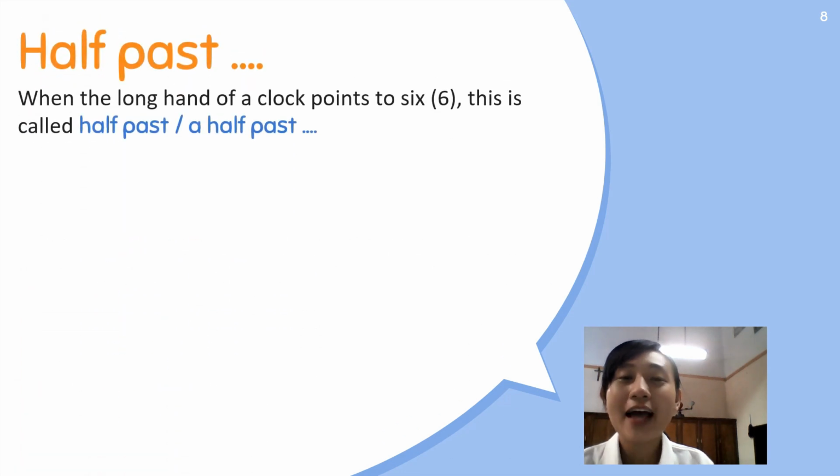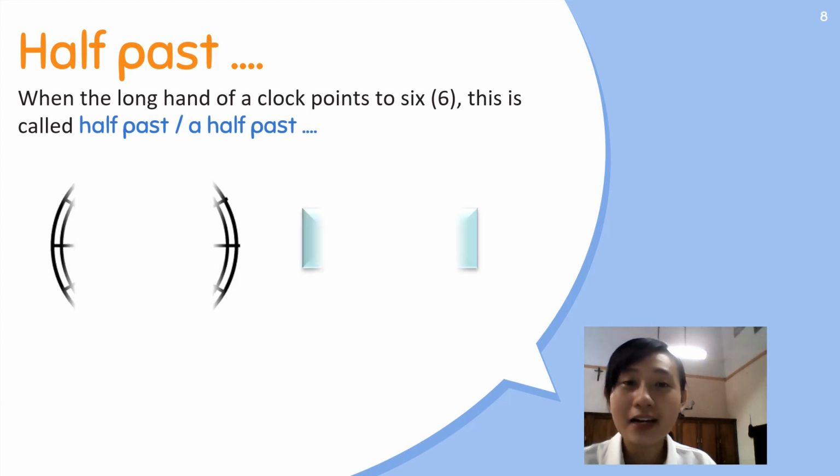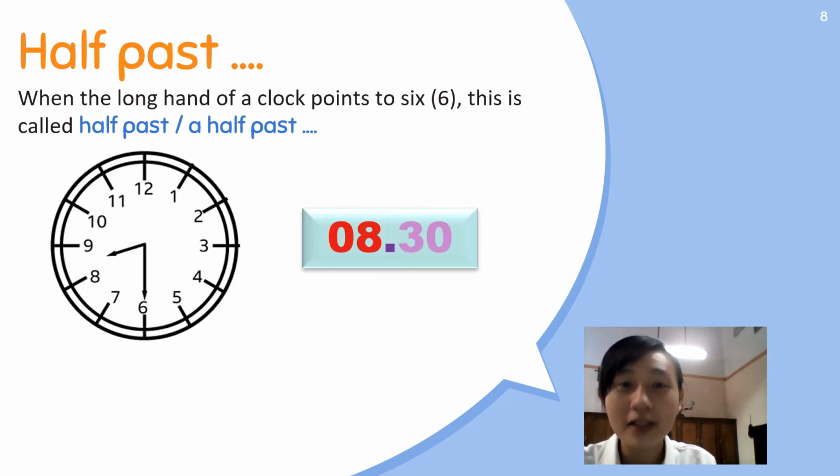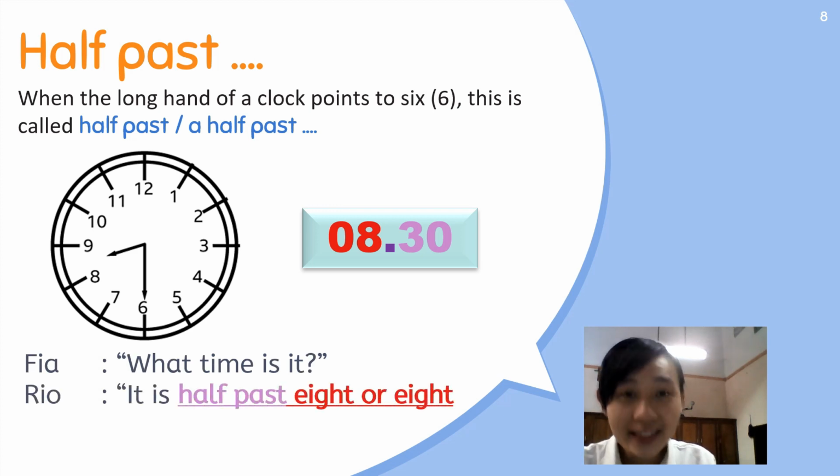Let's learn something new this time. It's about half past. Half past means when the long hand of a clock points to 6. This is called half past. Look at the example and the picture below. What time is it? It is half past 8, or 8:30 for digital.